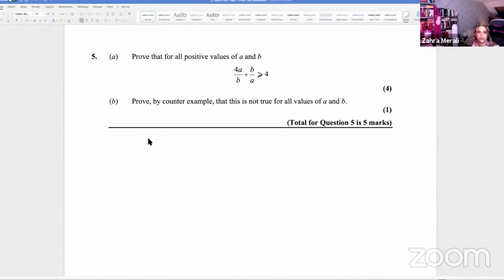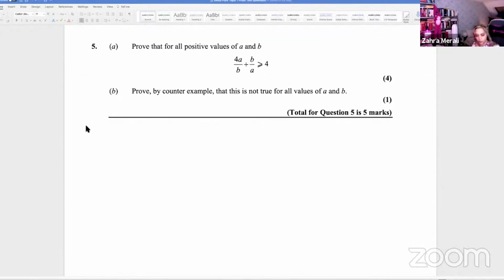Right, question 5. Prove that for positive values a and b, 4a over b plus b over a is greater than or equal to 4. Again, we have positive values. There's no square roots, so we're not worried about the square root bit, but we can think about the sign. And then we've got a counterexample when this was potentially not true. But it doesn't say they both have to be negative. One could be negative, one could be positive.